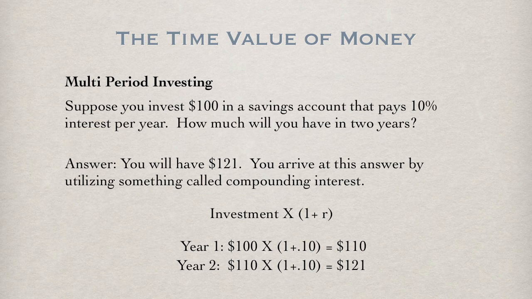To arrive at our answer, we utilize the same formula we did in the single period case with one slight variation. When we arrive at the second year, our investment is now $110 rather than $100. The reason for this is something called compounding.